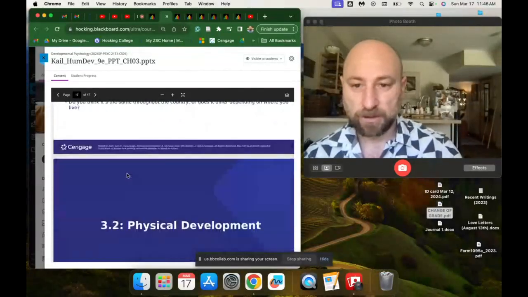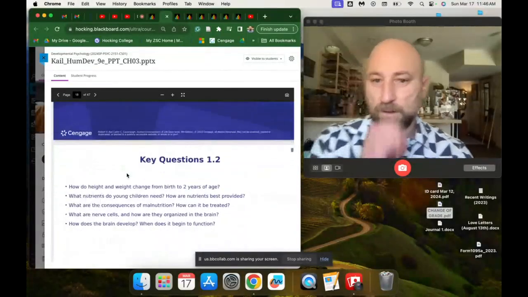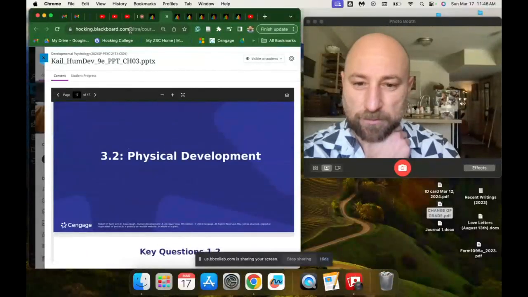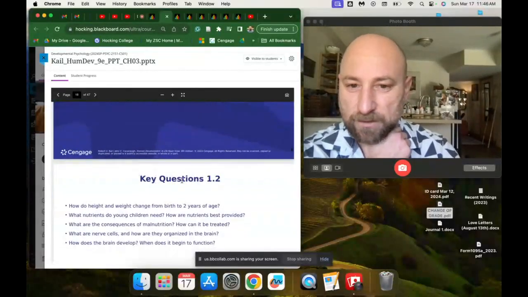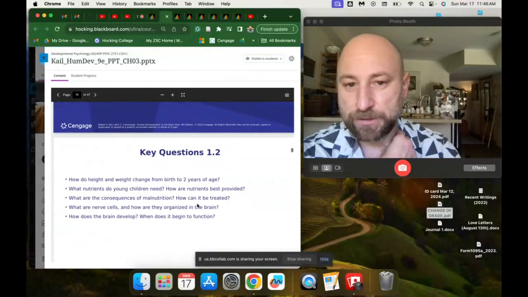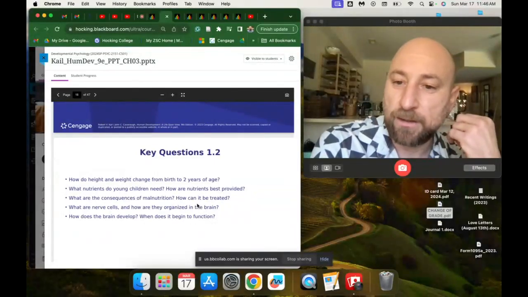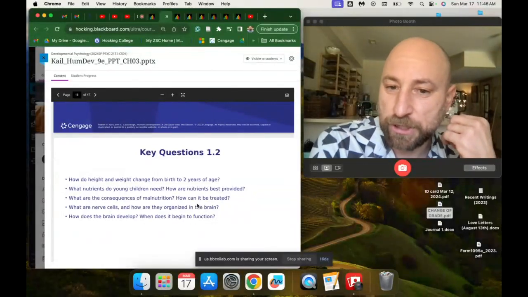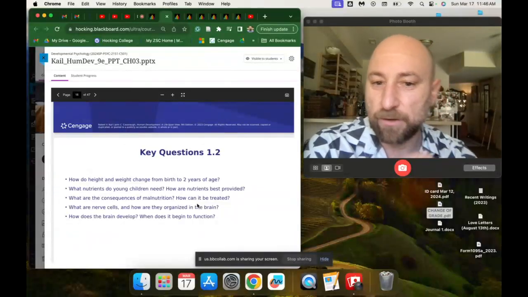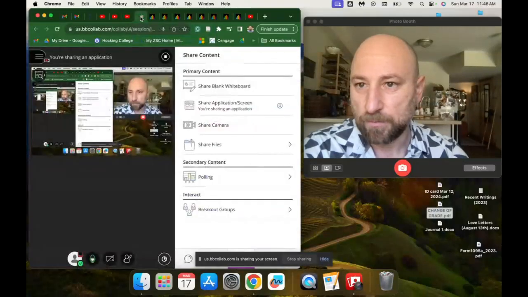Okay, let's cover activity 3.2, physical development. Key questions. How do height and weight change from birth to 2 years of age? What nutrients do young children need? How are nutrients best provided? What are the consequences of malnutrition? How can it be treated? What are nerve cells and how are they organized in the brain? And how does the brain develop?